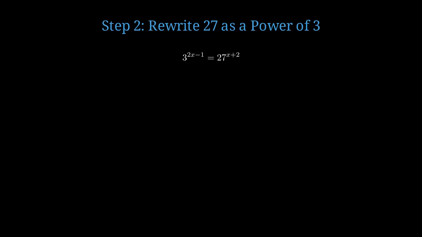We have 3 to the power of 2x minus 1 equals 27 to the power of x plus 2. Substituting 27 with 3 cubed gives us 3 to the power of 2x minus 1 equals 3 cubed, all raised to the power of x plus 2. Next, we apply the power rule for exponents. The power rule states that when we raise a power to another power, we multiply the exponents.